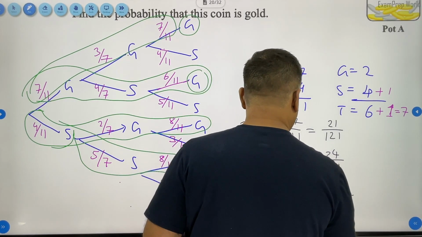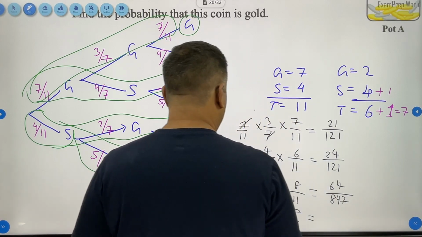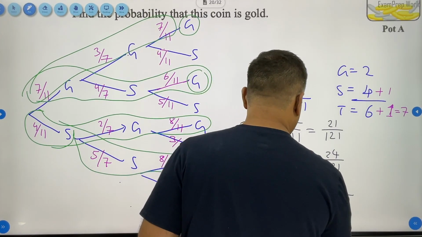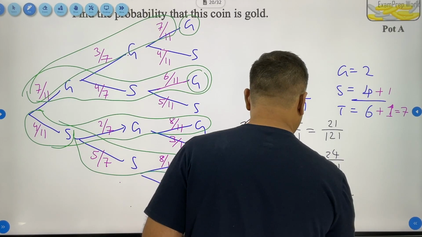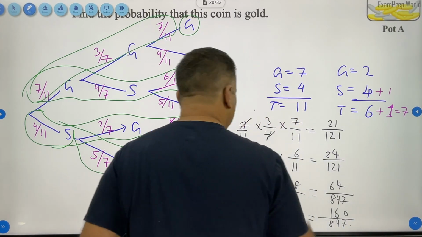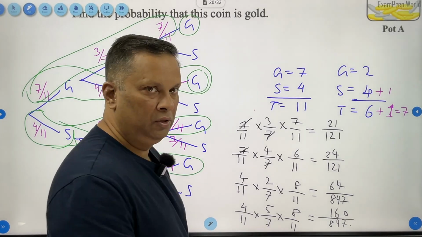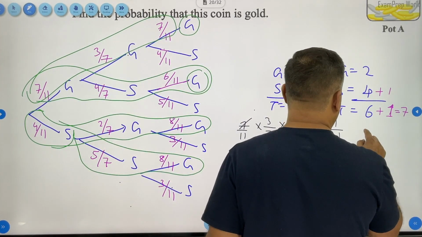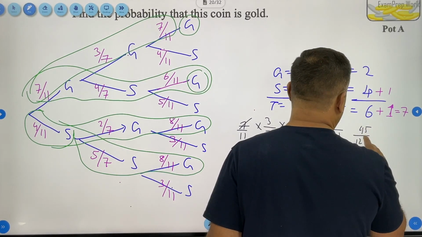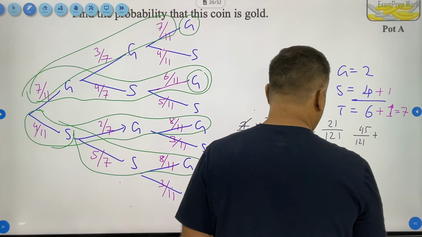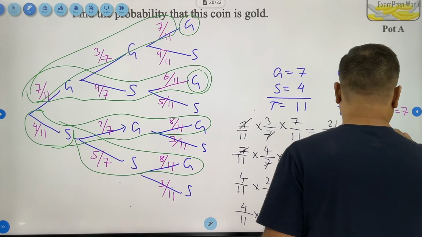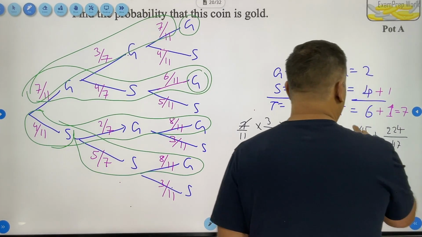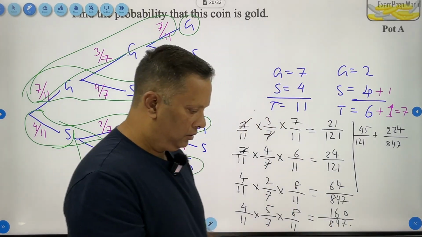121, 847. And then we have 40, 20, 60, 160 upon 847. Now when you add all this stuff, you will get your answer. Let's simplify. 21 plus 24, 45, 45 upon 121 plus 64 and 160 becomes 224 upon 847. Now we can calculate this to get our final answer.